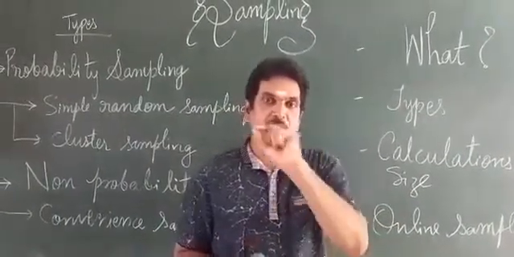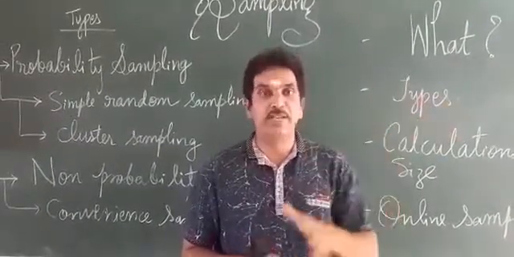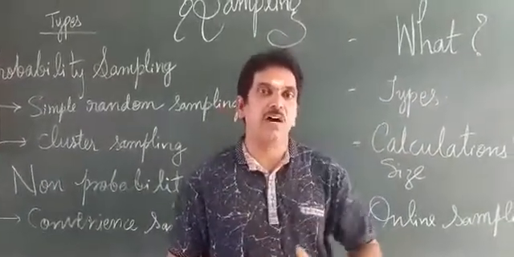Because the referee will write that the sample is not representative. Sample is not representative. That is why the PhD thesis is cancelled or denied.